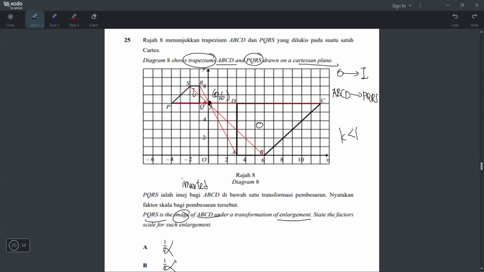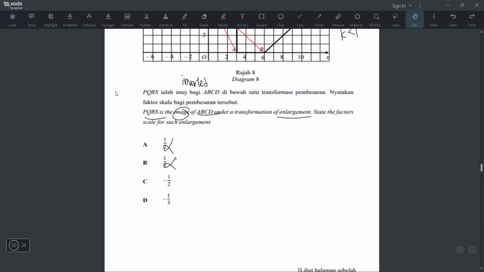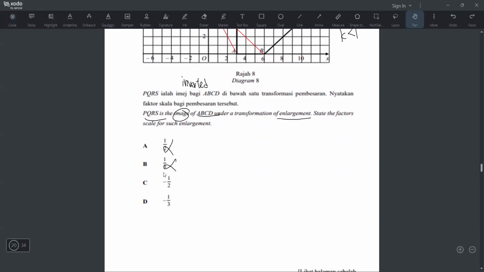Okay, so remember this. If your object and image are on the opposite side from the center, on different sides of the center, then the scale factor is negative, and also the image will be inverted, right? That is why I told you A and B are confirmed wrong. It should be negative. But is it 1/2 or 1/3?